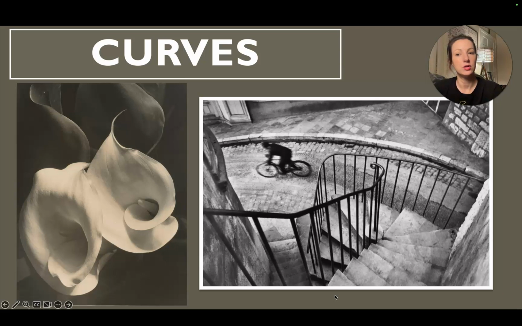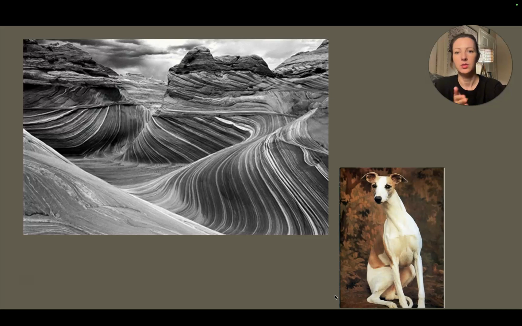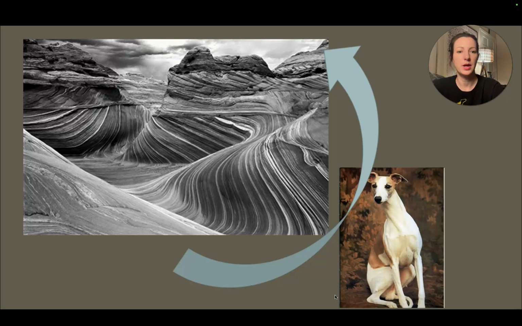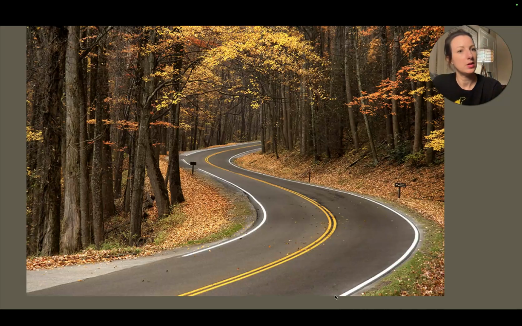And then we have curves. So curves are more gentle. They still keep movement, but in a softer way. But it makes your eye travel again, just like a diagonal. So this one, those caverns have that pattern. So line also creating pattern. And then even this image of the greyhound with the twist in the neck is creating a nice curve. And again, also roads, very nice way to create curves.